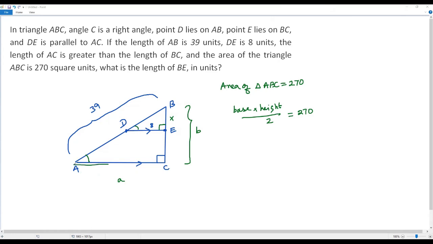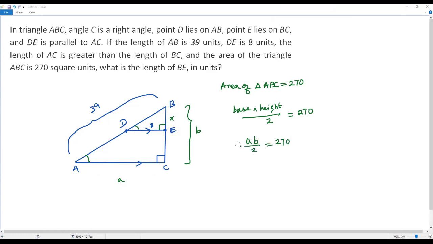We can consider leg AC as the base of the triangle and leg BC as the height of the triangle. Okay, the base of the triangle is a lowercase a and the height of the triangle is a lowercase b. Let's plug in over here. Then we get a times b divided by 2 equals 270.